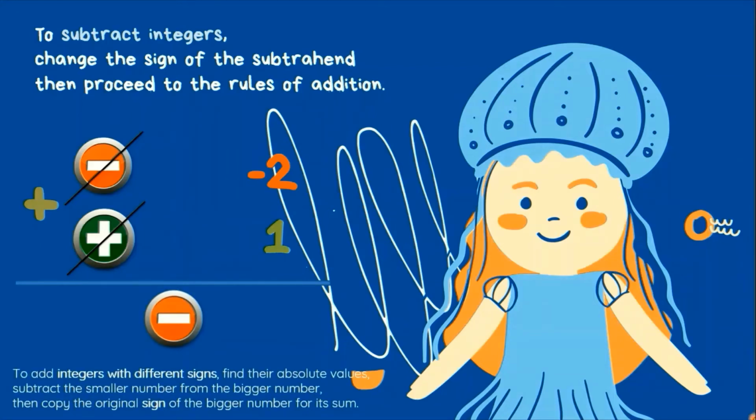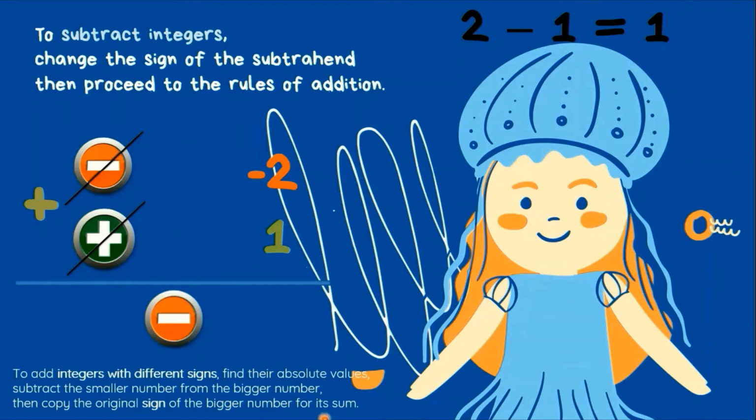To add integers with different signs, find their absolute values. Si negative 2, ang kanyang absolute value ay positive 2. Positive 1, ang absolute value ay positive 1. Next, subtract the smaller number from the bigger number. In this case, smaller number ay si 1 at larger number ay si 2, yung kanyang absolute value. Kaya ibawas natin si 1 kay 2. 2 minus 1 is equal to 1.